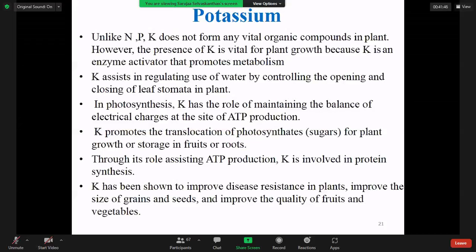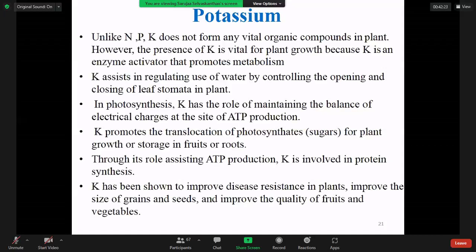Here also you have to know the functions of potassium. It regulates water by controlling the opening and closing of stomata. You studied the mechanism of opening and closing of stomata now. Are you studying it in A level? Studied, ma'am. For that you frequently use K plus moving from high concentration to low concentration, like that. There will be such conditions.